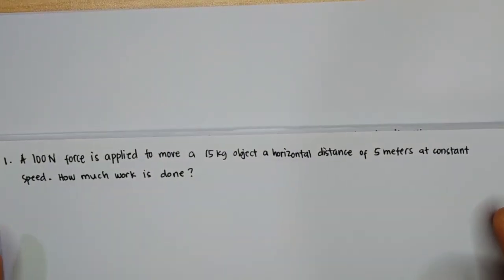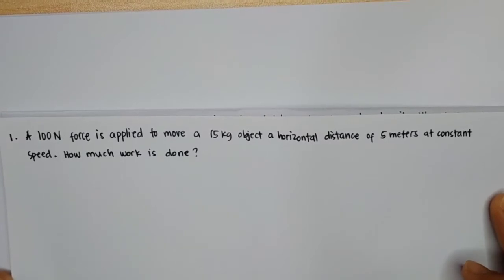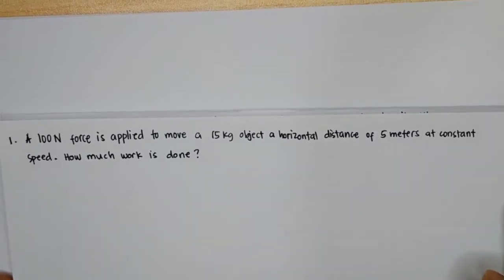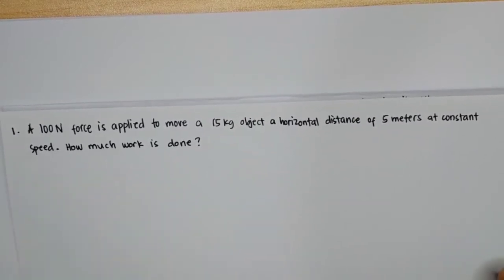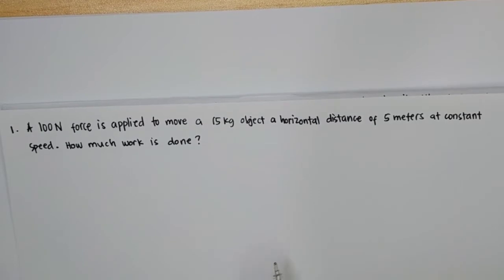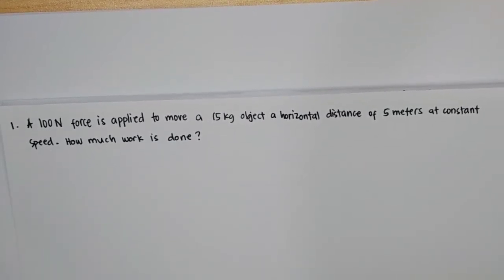Hello, so for today I'm going to discuss 3 problems all about work done. Okay, so we have here example number 1. A 100 Newton force is applied to move a 15 kilogram object a horizontal distance of 5 meters at constant speed. How much work is done?